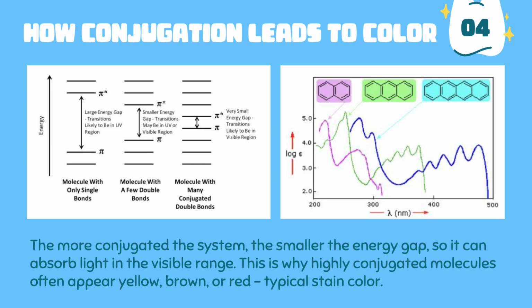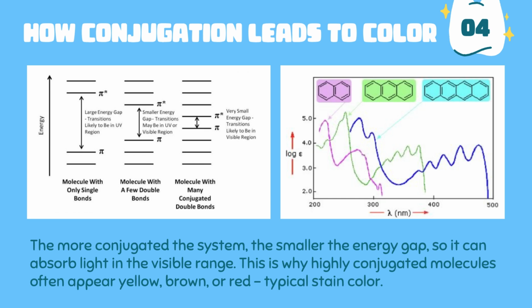When a molecule has a conjugated pi system, it creates a small energy gap between the highest occupied molecular orbital, which is HOMO, and the lowest unoccupied molecular orbital, which is LUMO. Light in the visible spectrum contains just the right amount of energy to excite an electron from the HOMO to the LUMO. The specific wavelength of light absorbed depends on the size of the conjugated system.